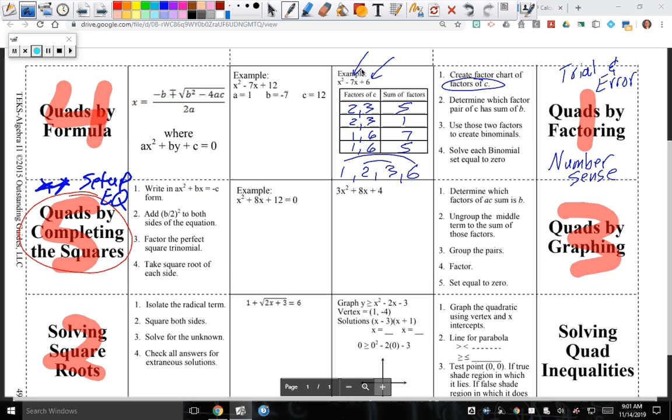And here you see that we want the 7 that we have as our B term in the equation right there. So most likely 1 and 6 would be the factors for that one. Okay? So hence, that's what we have. In this case, x minus 1, x minus 6. If I distributed this out, aka FOILed this out, I would get that equation right there. Number sense, trial and error.